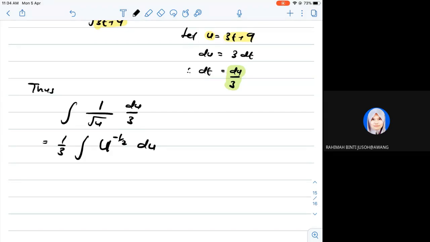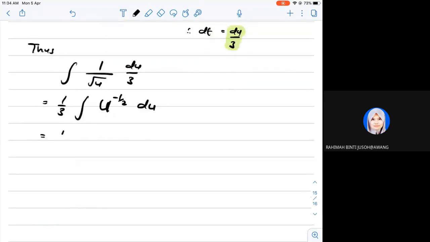Macam tu. So dah boleh integrate lah dengan gembiranya. Dapat apa? 1 per 3, you integrate u to the power of negative half terhadap u. U kuasa negative half tambah 1, jadi 1 per 2 kan? Per 1 per 2. Macam gini. Tambah C3 sebab dia tak ada limit. So dia kena ada constant kat belakang.